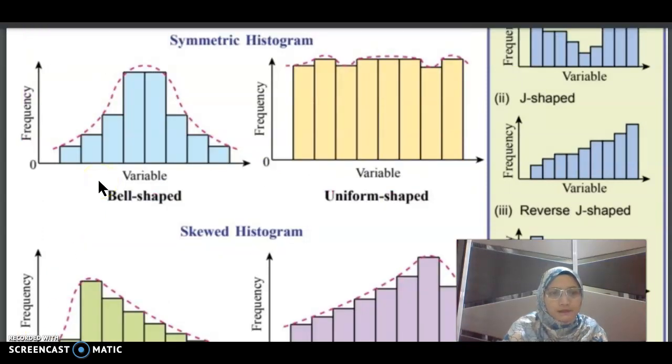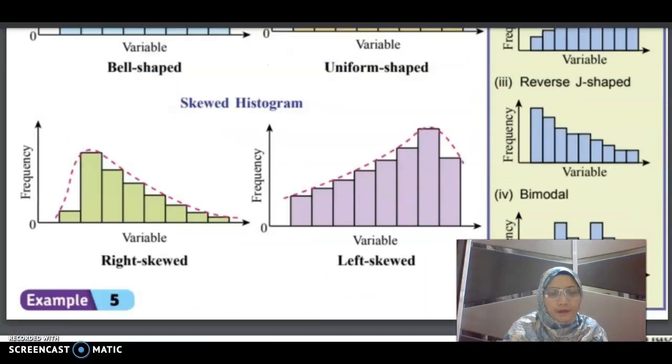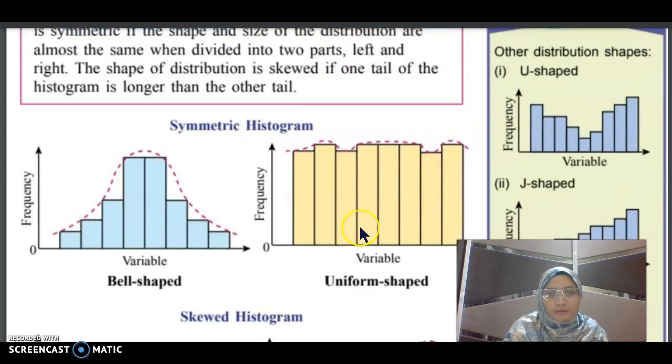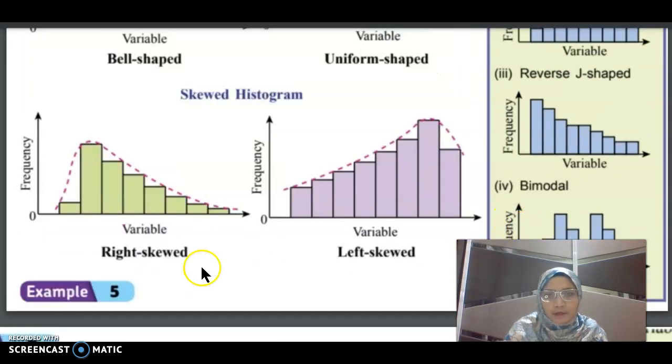Here are some symmetric histograms: bell-shaped, uniform-shaped, right-skewed, left-skewed. Other distribution shapes are U-shaped, J-shaped, reverse-J-shaped, bimodal shaped.